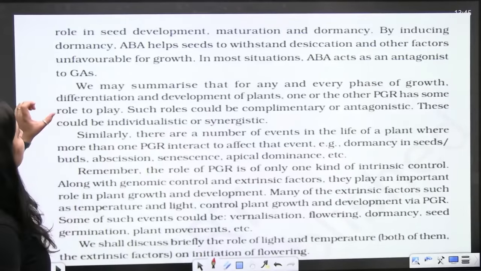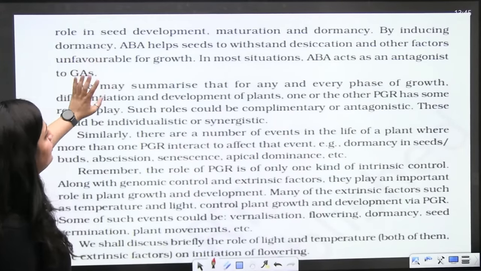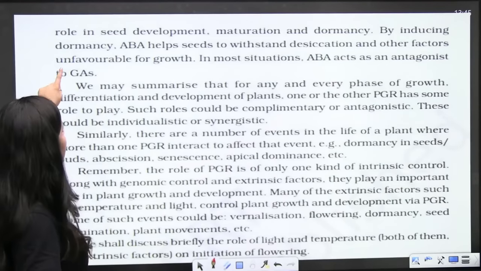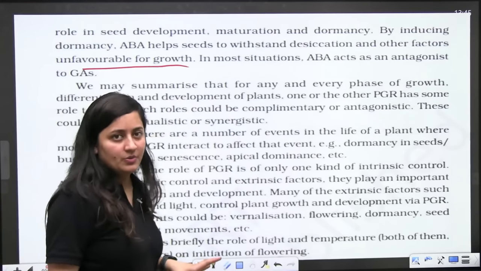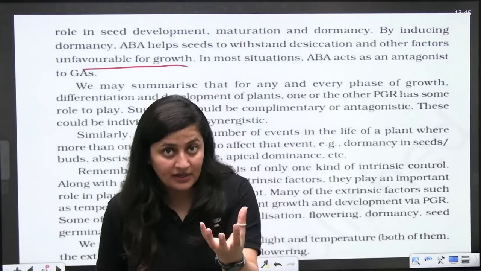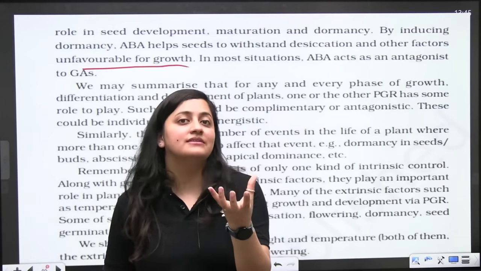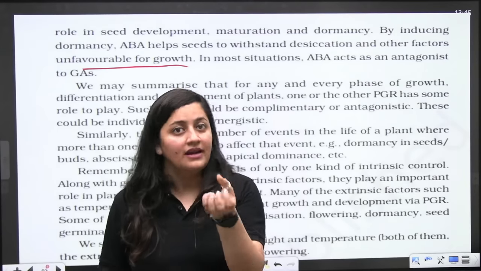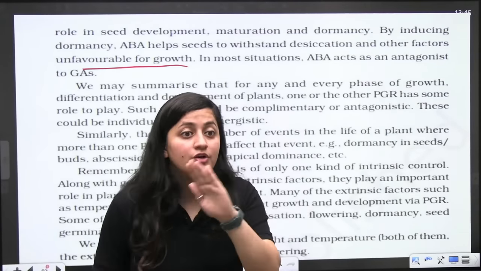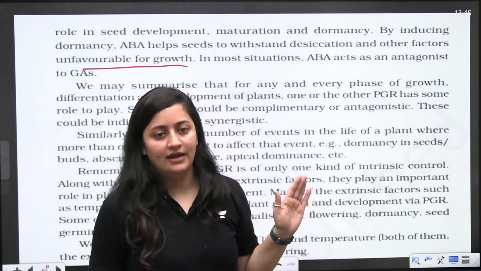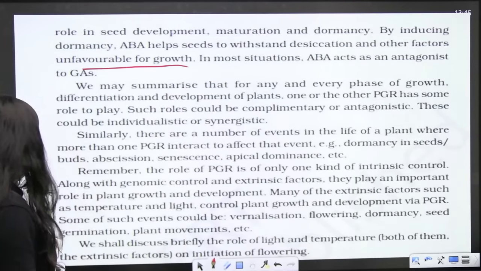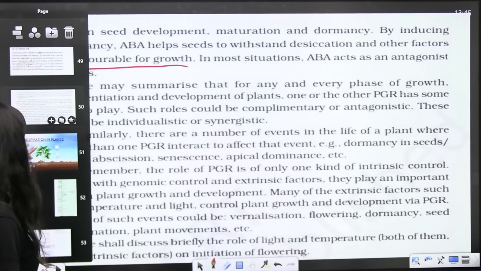Okay. So in maturation and dormancy, it plays a role. It helps the seed to withstand desiccation and other factors which are unfavorable for growth. Whenever the seed is not getting favorable conditions, at that time abscisic acid is released. It will tell the seed, now the conditions are not favorable in your surroundings, no need to germinate, otherwise you will die. That is the point. So this is all about the PGRs, the plant growth regulators.